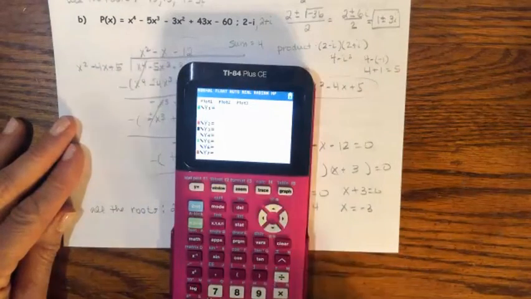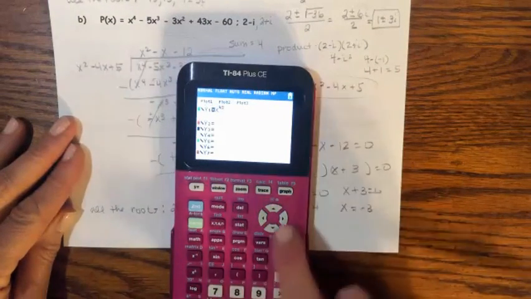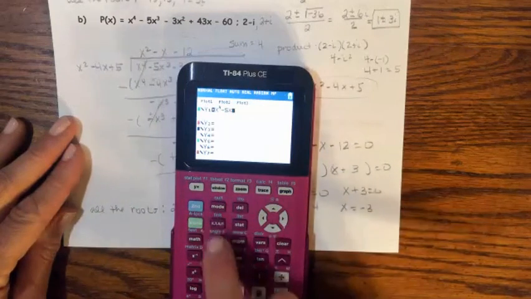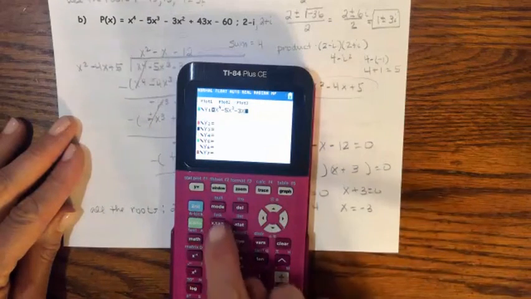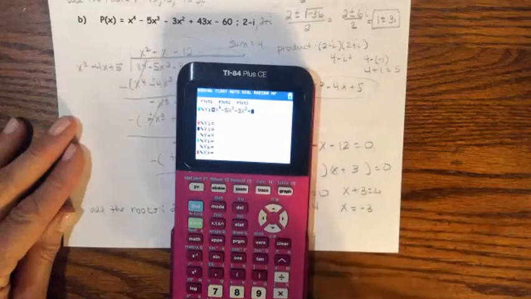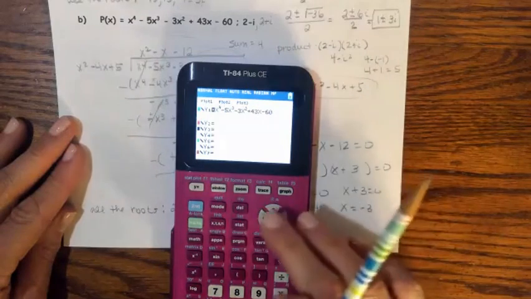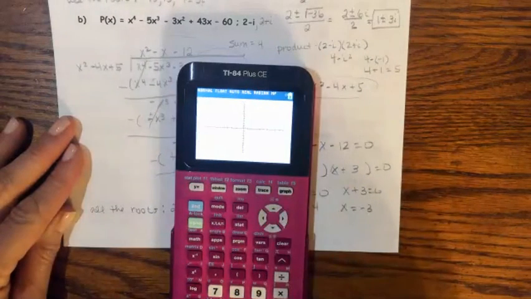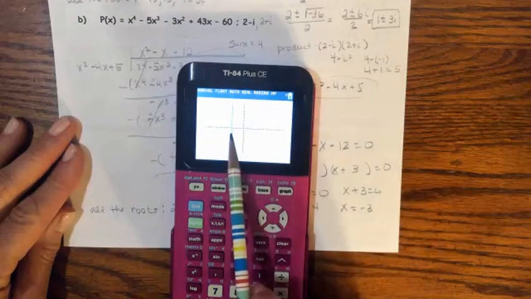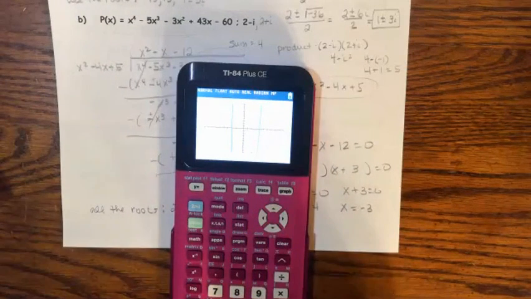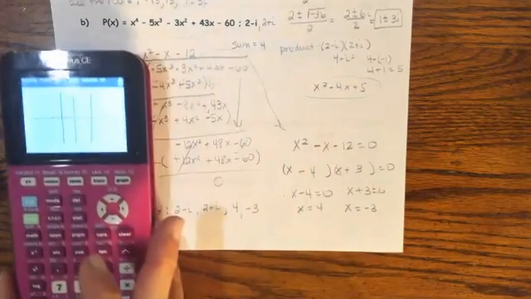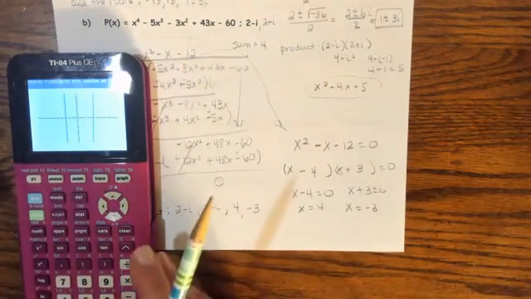We clear that. So I've got x to the fourth minus 5x to the third minus 3x squared plus 43x minus 60. And I'm going to graph. Remember, the ones that we should see is negative 3, which right there is, and positive 4. So that's it. Have a great day.